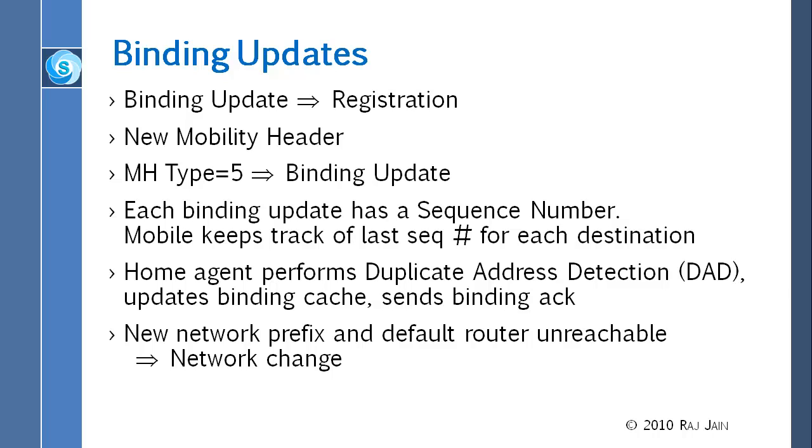And so in IPv6, there is a new extension header, which is called the mobility header. Type 5 means it is a binding update. Each binding update has a sequence number, and the mobile node keeps track of the last sequence number for each destination.